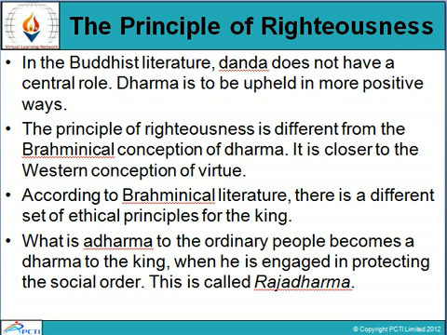The principle of righteousness. In the Buddhist literature, Danda does not have a central role. Dharma is to be upheld in more positive ways. The principle of righteousness is different from the Brahmanical conception of Dharma. It's closer to the Western conception of virtue. According to Brahmanical literature, there is a different set of ethical principles for the king. What is adharma to the ordinary people becomes a dharma to the king when he is engaged in protecting the social order. This is called Rajdharma, when the king has the moral duty of protecting his subjects.